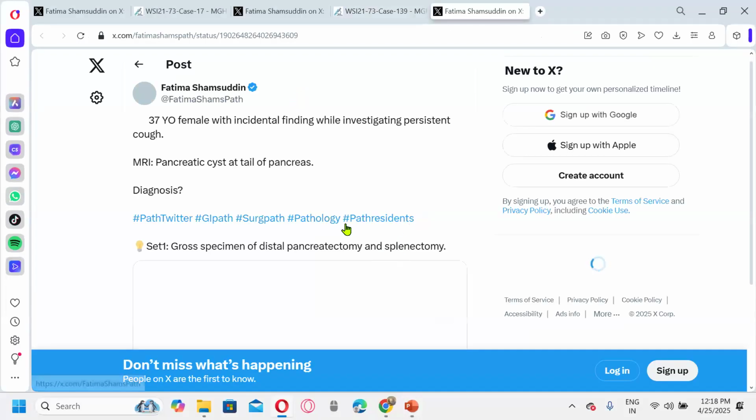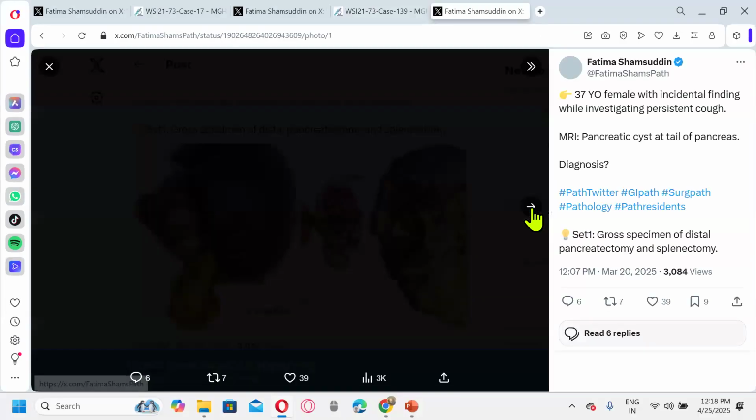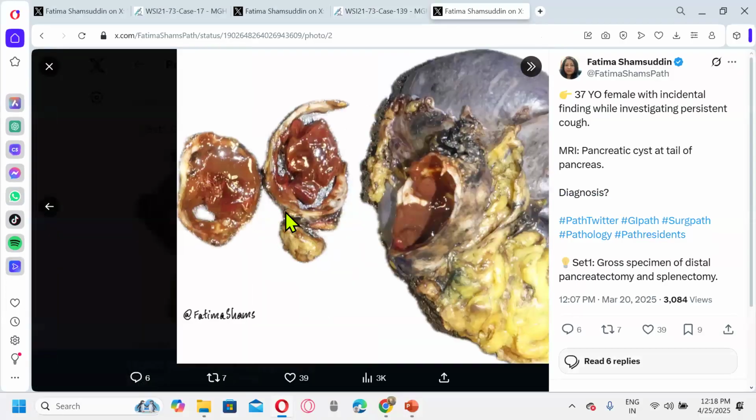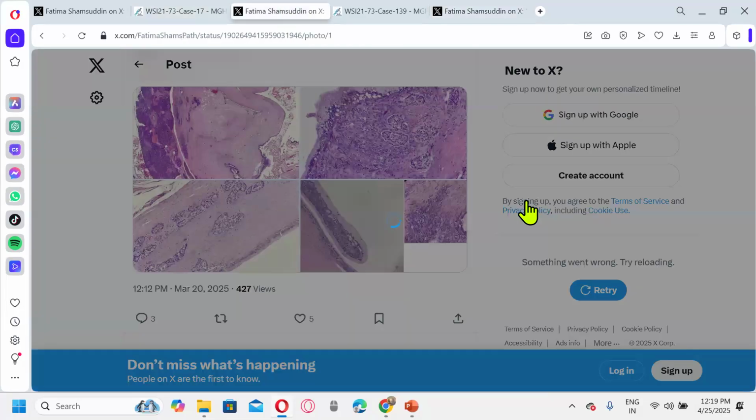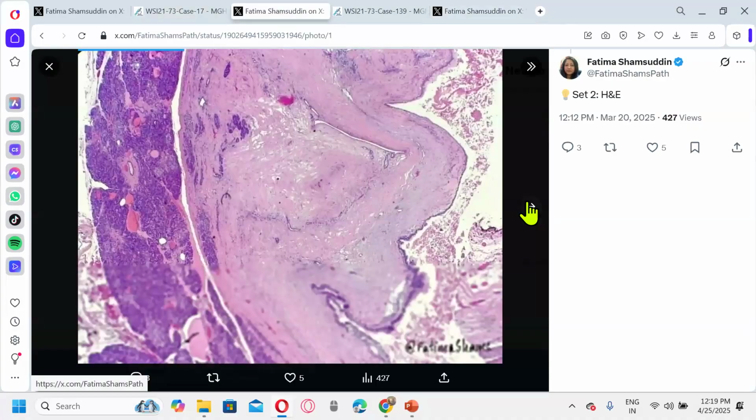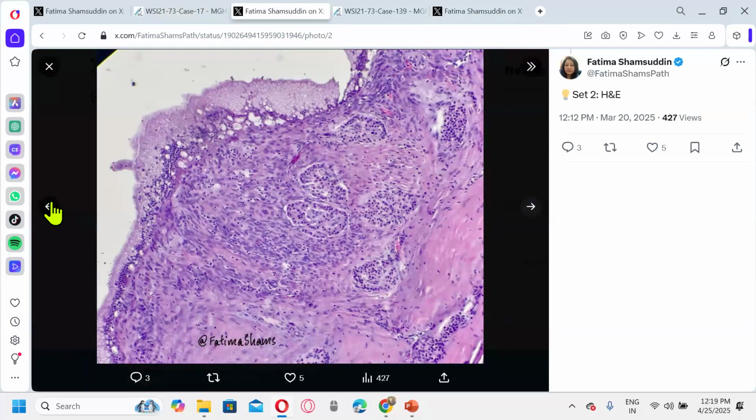Okay, so this was a case which we received in our department. So this was a mucinous cyst, a tail of pancreas with spleen case. And this was a degenerative change actually after aspiration. It was filled with this hemorrhagic material when I received it. There was a fibrous, thick-walled cyst in the tail of pancreas. And this was the epithelial lining.